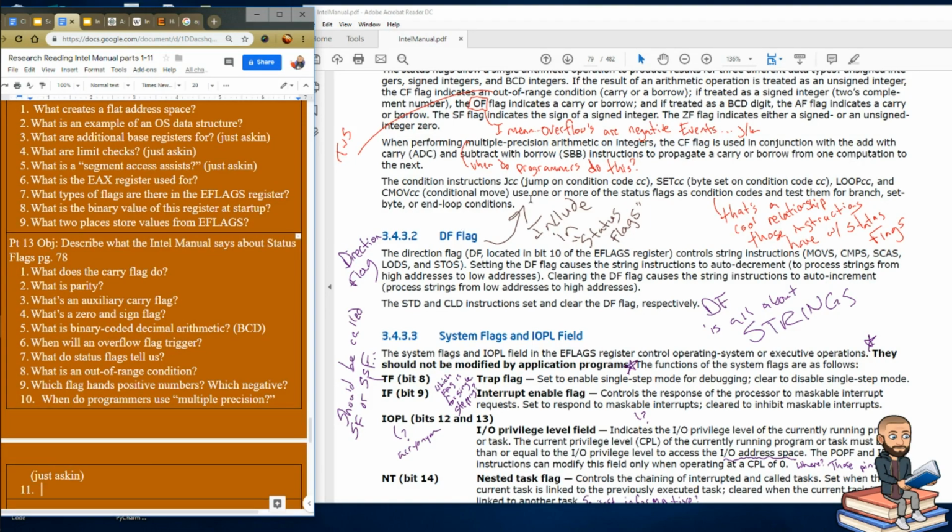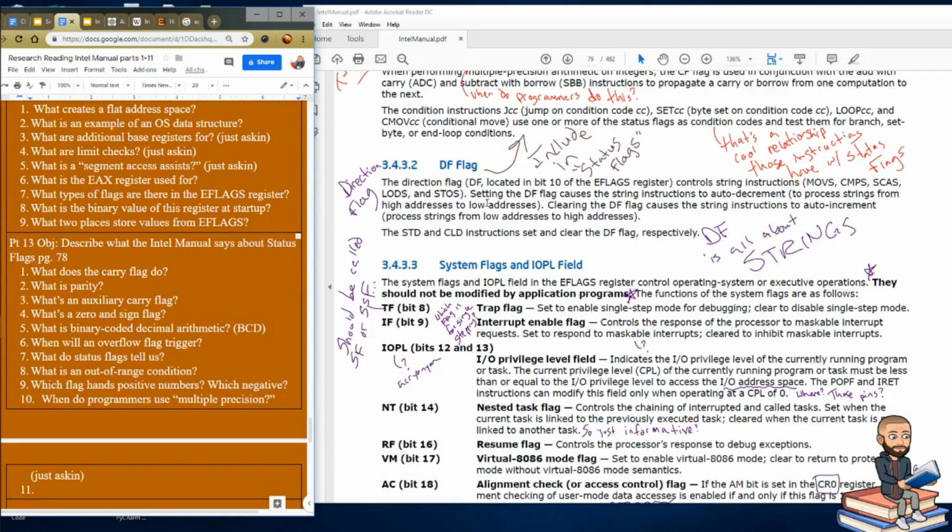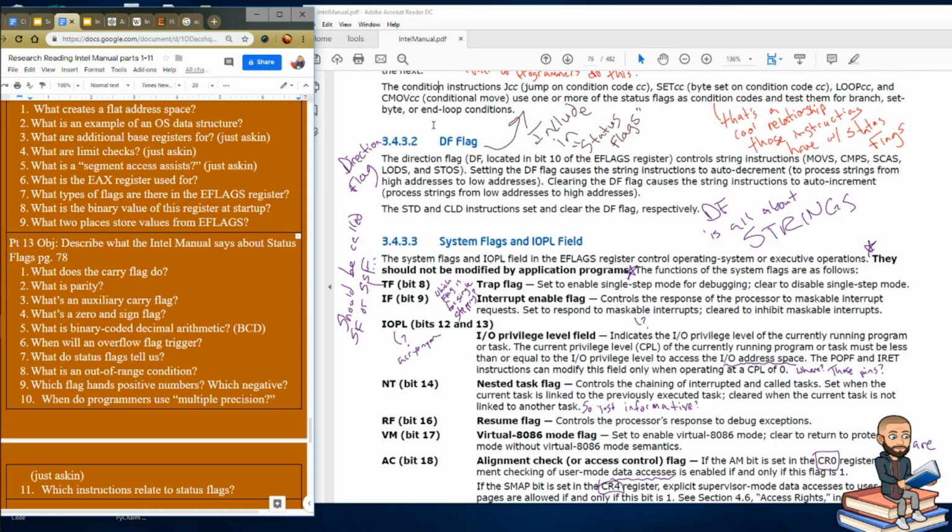Now the condition instructions: Jcc, that is jump on condition code, and SETcc, that's set byte on condition code. And then you've got LOOPcc and CMOVcc. These instructions use one or more of the status flags as condition codes and test them for branch, set byte, or end loop conditions. So my question, which instructions relate to the status flags? And you would say Jcc, SETcc, LOOPcc, CMOVcc, and then you get a nice little sneak peek at some assembly language there.